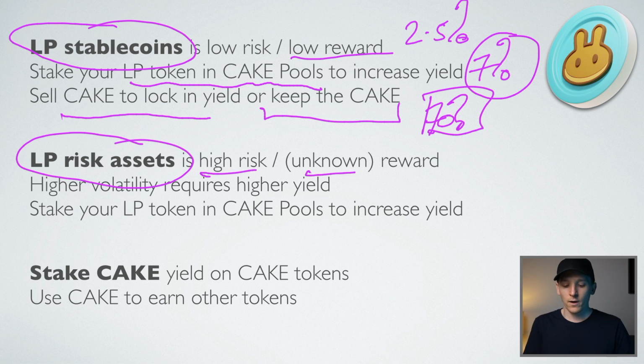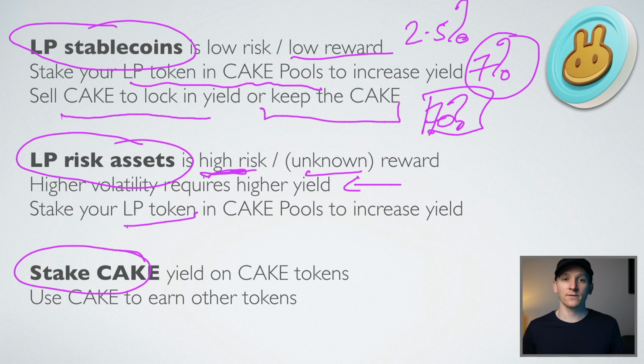The other way is to LP risk assets. This is high risk with an unknown reward because you don't know what the risk assets are going to do. So you do know the reward in terms of the APR, but the impermanent loss you don't know. So this is definitely higher risk. Higher volatility and smaller pairs definitely require a higher yield because that impermanent loss may happen. And of course, you can still stake your LP tokens in the Cake pools to increase the yield further and further make smaller the possible impermanent loss. And then obviously you can just stake Cake tokens to either earn extra Cake or some other tokens that are in the Cake pools.